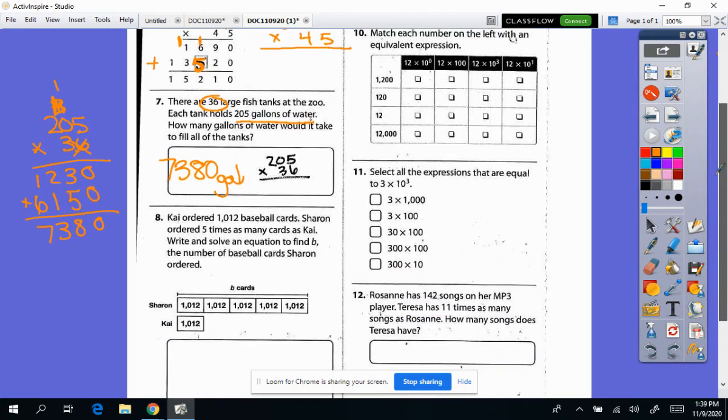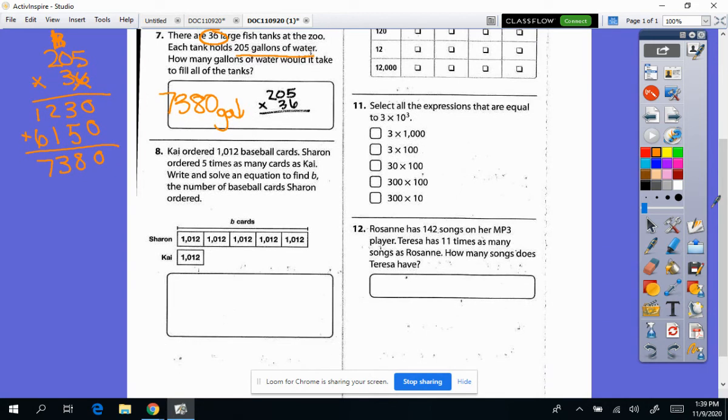All right, let's move on down to number 8. I ordered 1,012 baseball cards. Sharon ordered 5 times as many cards as I. Write and solve an equation to find B, the number of baseball cards Sharon ordered. Okay, so again, you guys, whenever we write and solve an equation, we do that from left to right or across, not up and down.